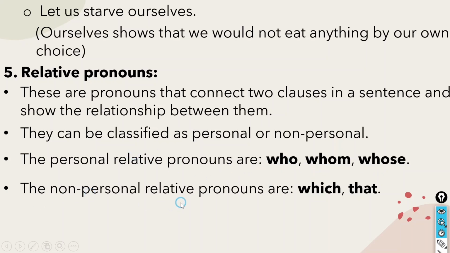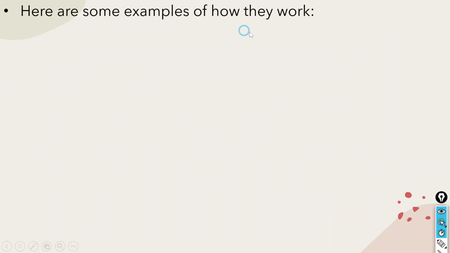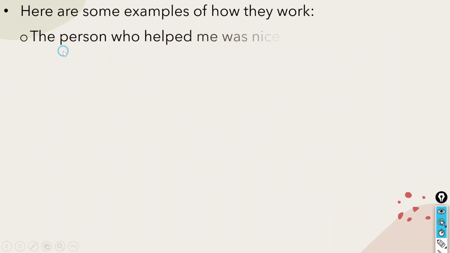Then non-personal relative pronouns are which, that. So you'll understand soon in examples. So here are some examples of how they work. Like the person who helped me was nice.